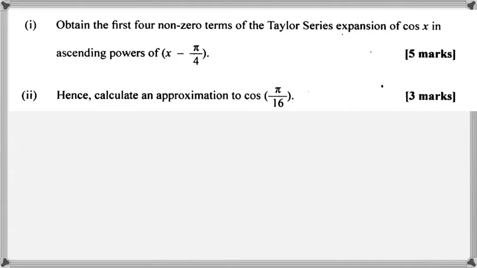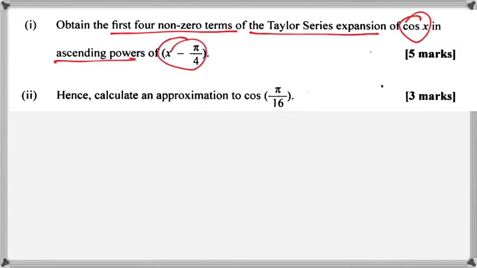Part 1 says, obtain the first 4 non-zero terms of the Taylor series expansion of cos x in ascending powers of x minus pi on 4. With the Taylor series, they normally tell you that it is centered at a point x is equal to something. In this part, it's not telling you where it's centered, but you could guess that it is centered at x is equal to pi on 4 because they want you to express cos x in terms of ascending powers of x minus pi on 4.